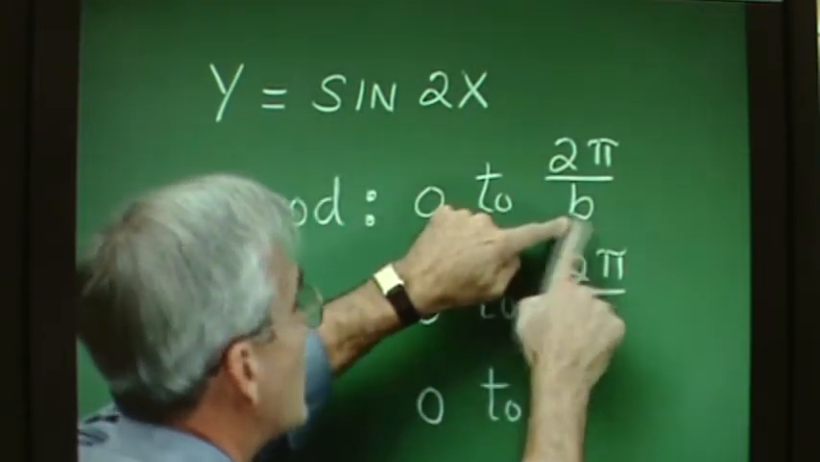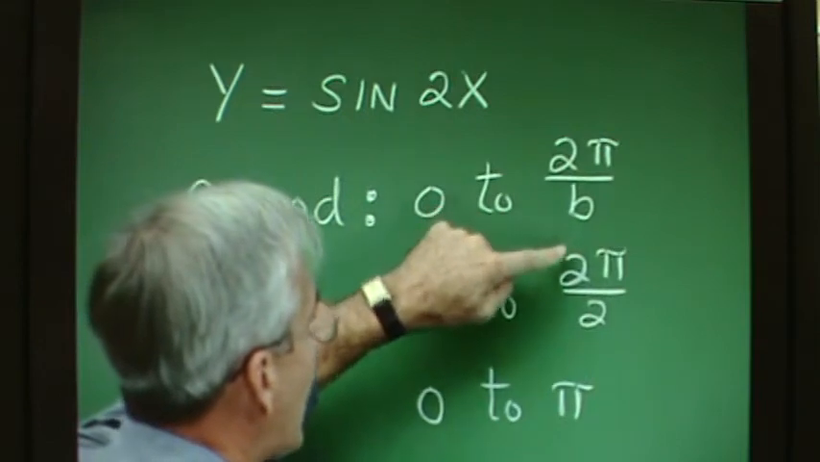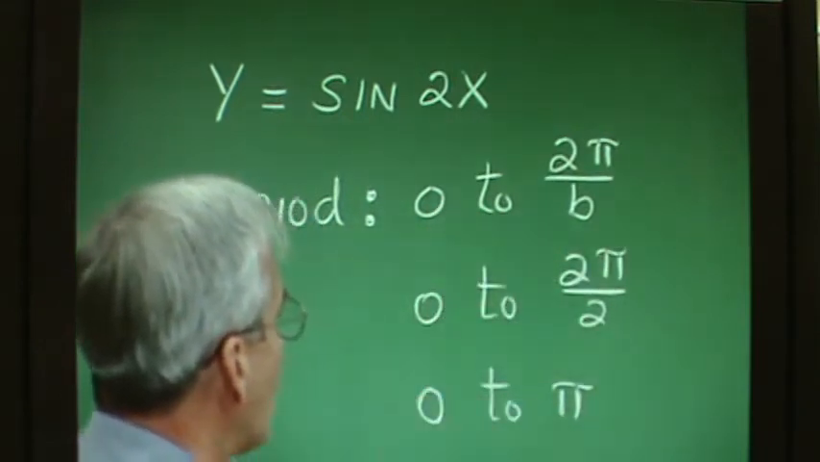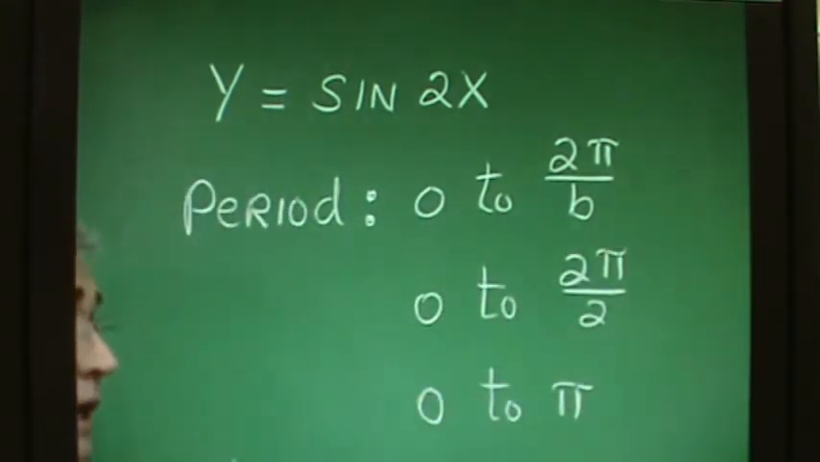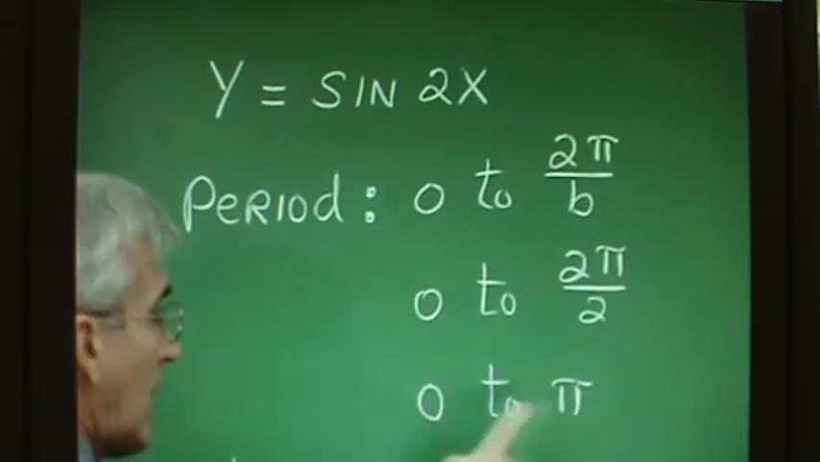And in this case, it's 2. And so we have 2 pi over 2. The 2's go out, and we have pi. So we're going to have one complete period from 0 to pi.